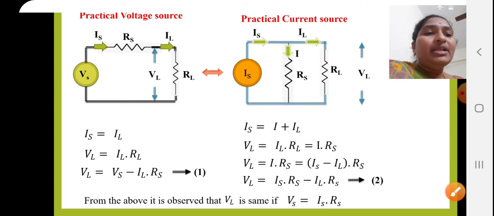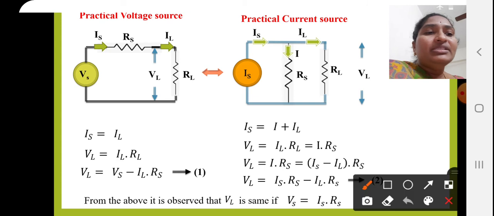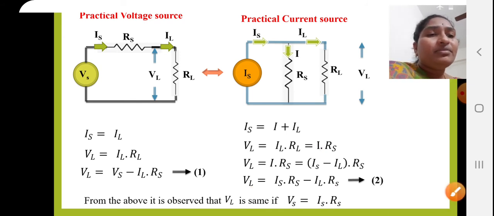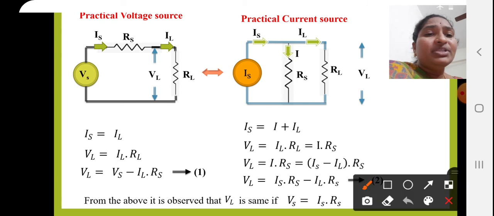I hope you understand these equations. Then VL is equal to Is minus IL, times Rs. You just multiply Rs into these two terms: Is into Rs minus IL into Rs. Now we have this expression: VL is equal to Is into Rs minus IL into Rs.